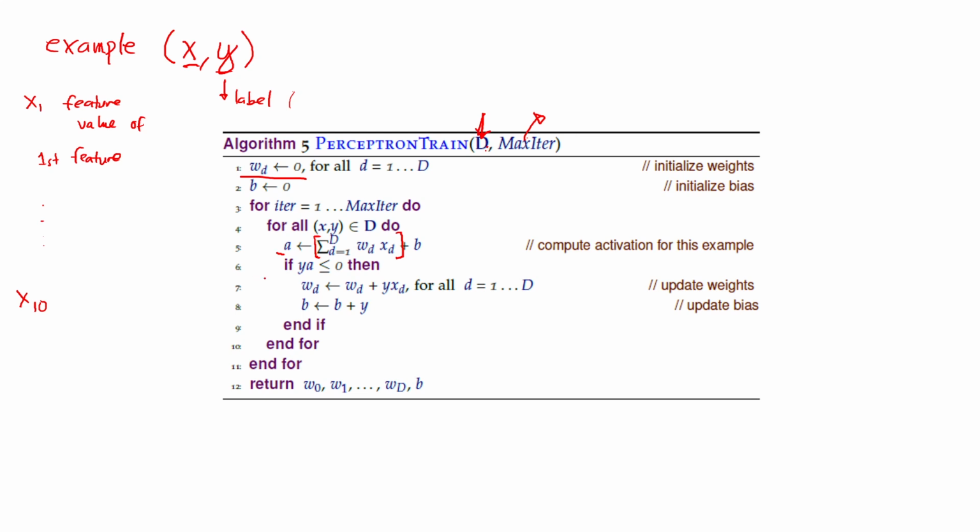Once we get the activation, we need to know whether we got the correct activation or not. So this is the actual activation of the example. It is either -1 or 1, and that is also our label.